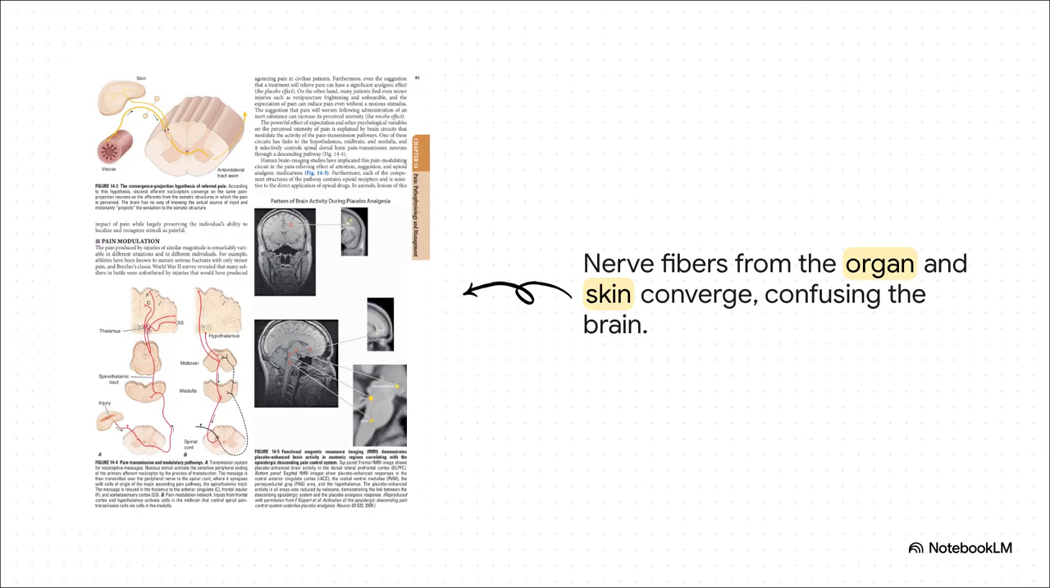It's something called the convergence projection hypothesis. Basically, you've got nerve fibers from an internal organ and nerve fibers from the skin, and they all travel back and meet up at the same point in the spinal cord. Because your brain is way more used to getting signals from your skin, it gets its wires crossed. It thinks the pain is coming from the skin, not the organ.